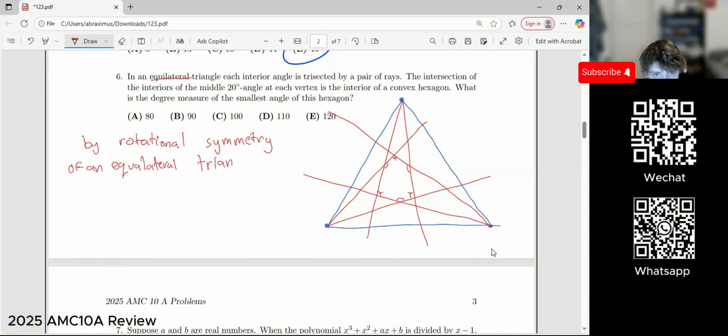I'm pretty sure that's not how you spell equilateral, but they don't pay me to spell, okay? They pay me to do math.